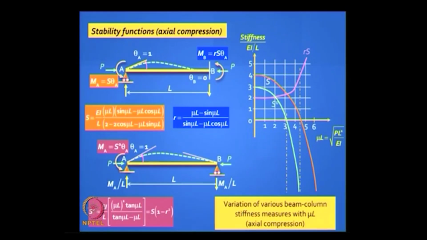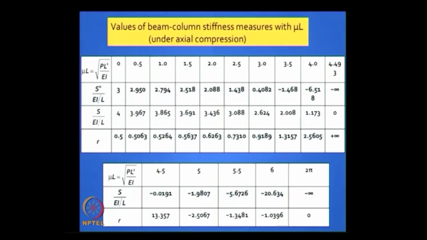If you take S as 4 EI by L and you take R as half, then within the brackets 1 minus R squared will become 0.75. So 0.75 of 4 EI by L is 3 EI by L. Okay, so we have those expressions as well. That is all we need if you have axial compression. We have a tabular format if you want to use it.